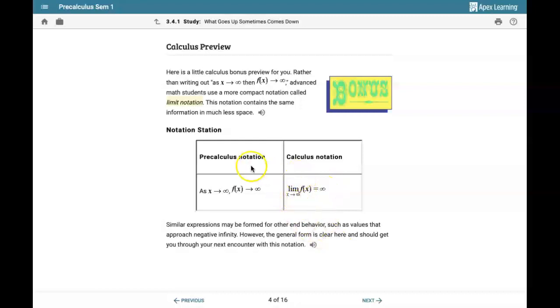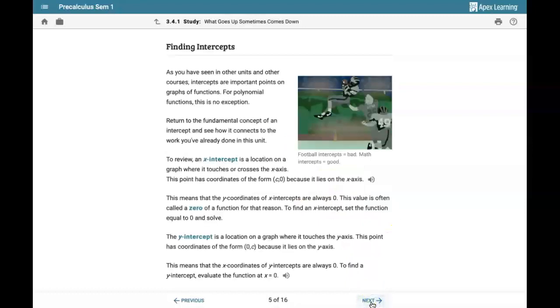So it's saying the same thing. This one's saying that as x goes towards infinity, f of x is going towards infinity. It's saying the same thing here, so don't let that trip you up.